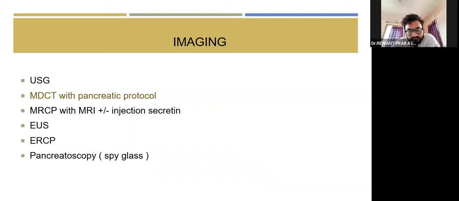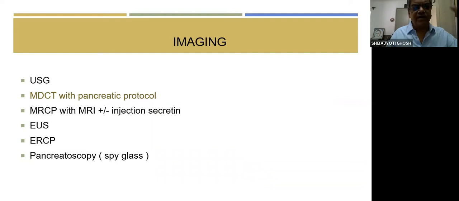ultrasonography gets the diagnosis. Most of the time the patient comes with the ultrasonography plate. And once we see features of chronic pancreatitis on ultrasonography, MDCT with pancreatic protocol will be the most useful to image the pancreas, not only the morphology but also any associated pathology, like any head mass or focal areas, or any vascular anomalies. That is also very important. All this can be very nicely interpreted from the MDCT protocol.